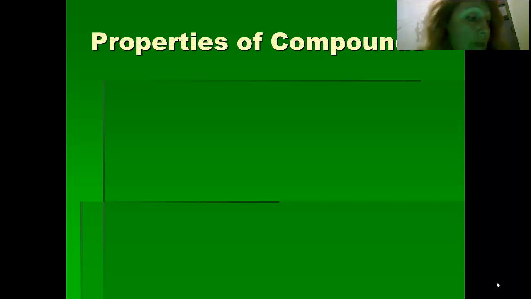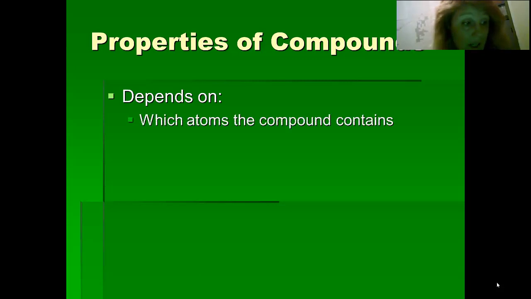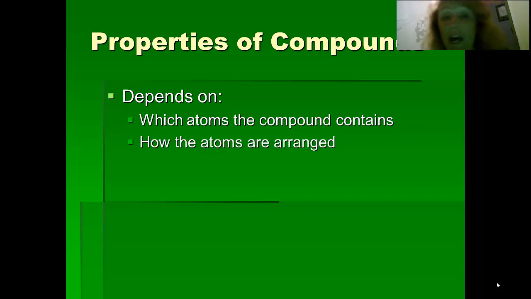Section 1 is all about the basics. So we're going to start with the properties of compounds. And the property of a compound depends on a couple of things: which atoms the compound contains and how the atoms are arranged. Now, just because you've got certain atoms in there doesn't mean it's going to have these properties.